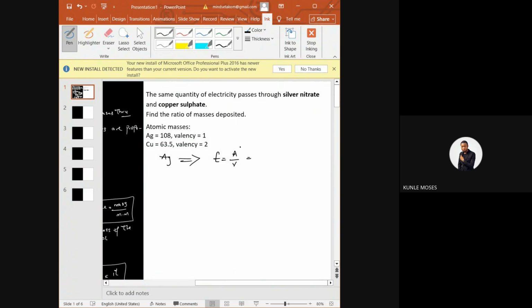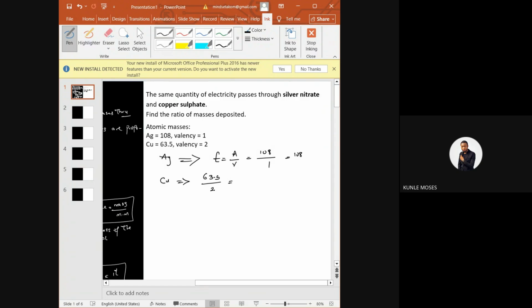Therefore, our A, atomic mass, is 108, and our V, valency, is 1. So this is 108, right? For copper, E equals A over V also. Our atomic mass here is 63.5 and our valency is 2.